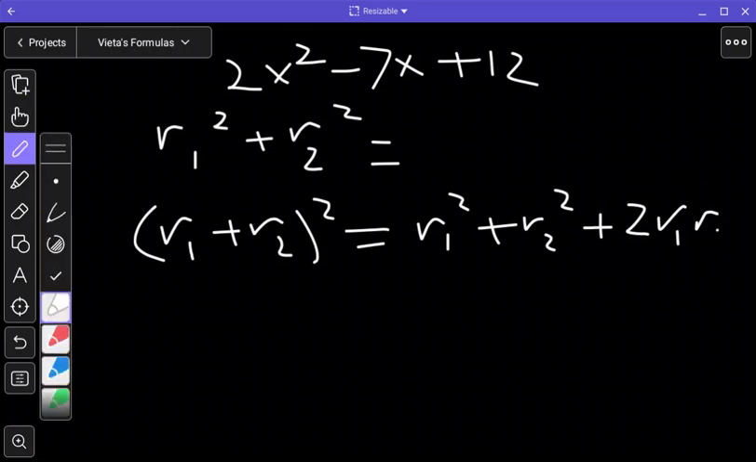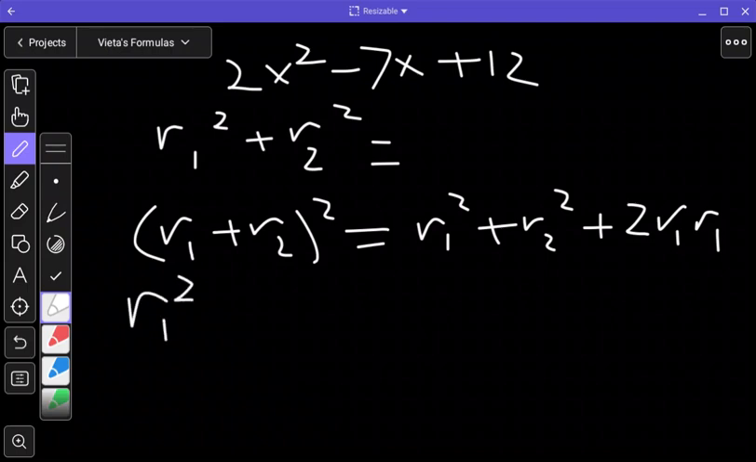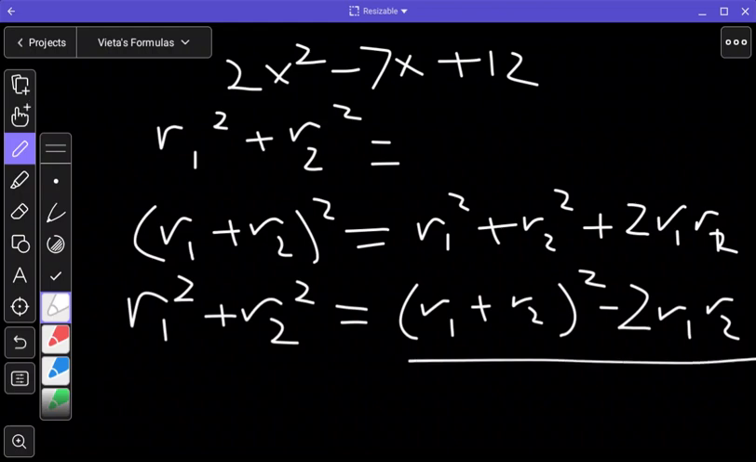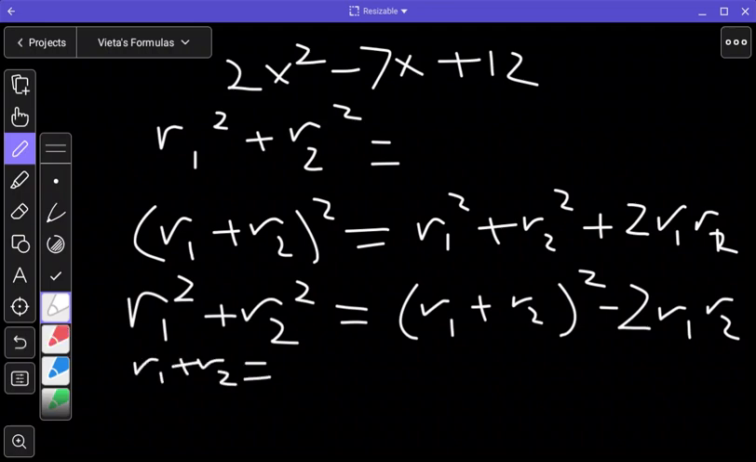So now let's subtract that from both sides, and we get r1 squared plus r2 squared is equal to r1 plus r2 squared minus 2 times r1 times r2. And now we just have to plug in numbers to find what r1 plus r2 and what r1 times r2 are, and we can get that through Vieta's formulas. So r1 plus r2 is equal to negative b over a, which is equal to 7 over 2. And r1 times r2 is equal to c over a, which is equal to 12 over 2, which is equal to 6.